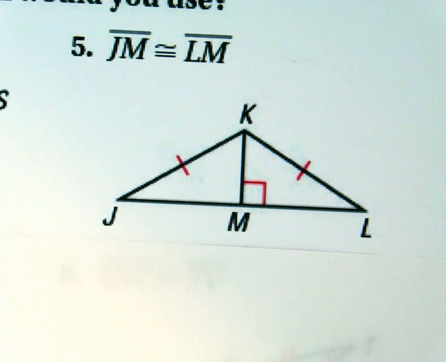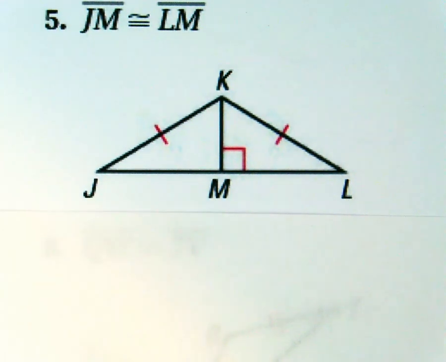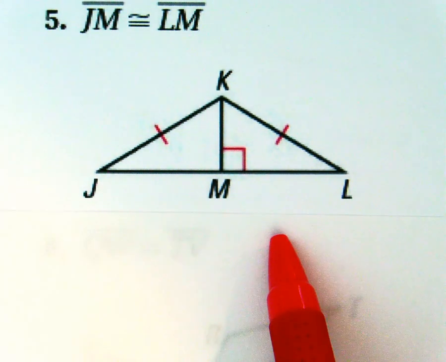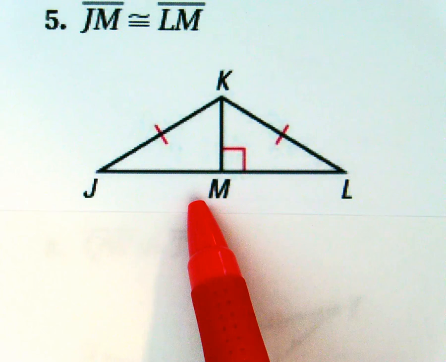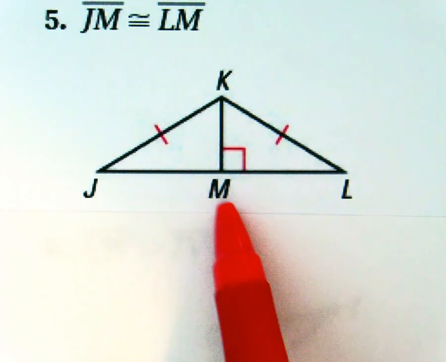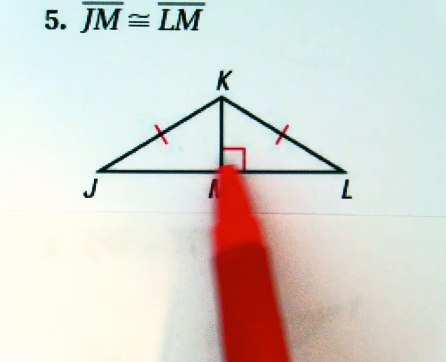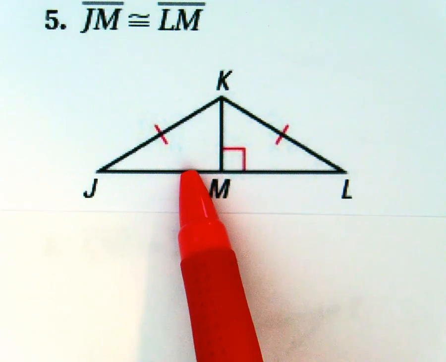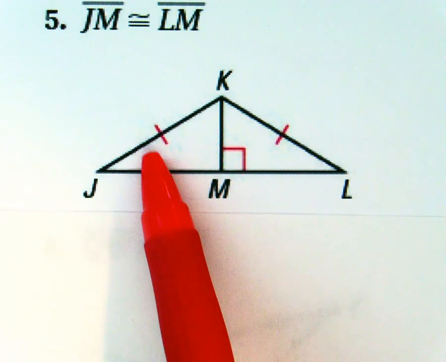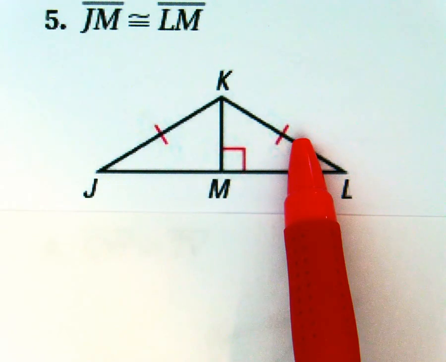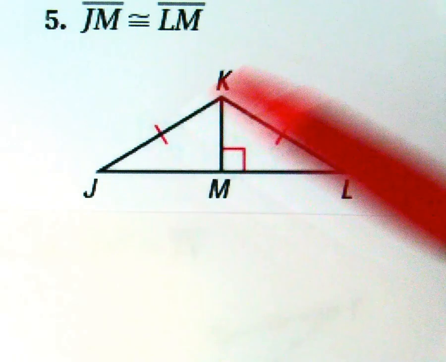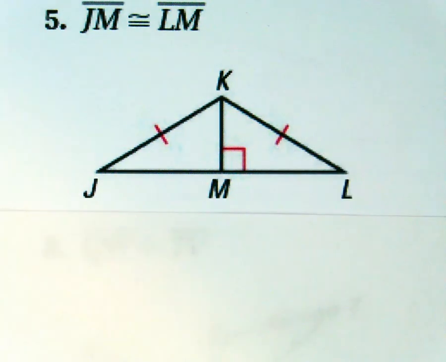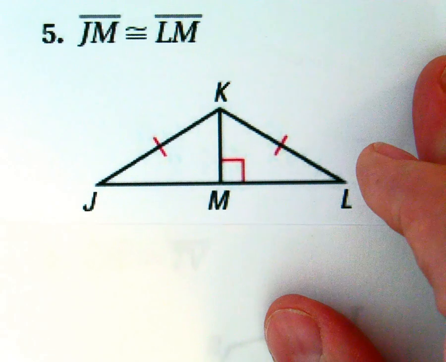JM and LM. Well, we need to find congruent triangles because there's not enough here just on its own. So JM and LM. The hypotenuses, they're both right triangles. 90 degrees here leaves 90 degrees here. They're both right triangles. The hypotenuses are congruent. Notice that this leg is common to both of them. And so we have hypotenuse leg. The two triangles, the ones on the left and the right, are congruent.